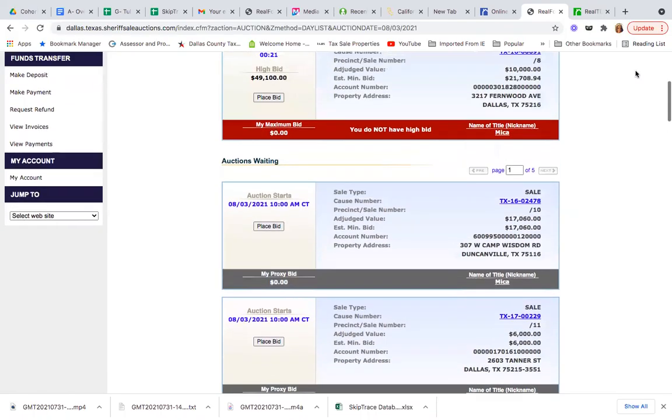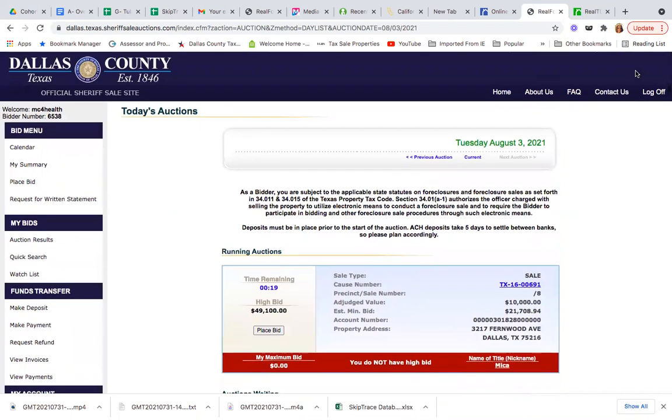Hello, everyone. Today I am at home sick, so I decided to do an online auction for Dallas County. I just wanted to go over this particular platform because it's a lot different than Bid for Assets. Also, I find that Bid for Assets is mainly for California and Washington State.